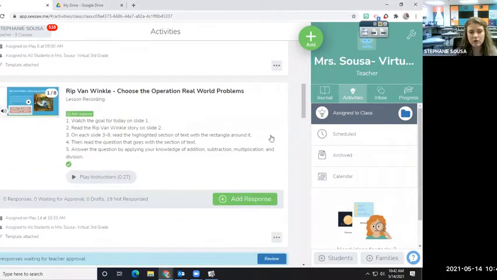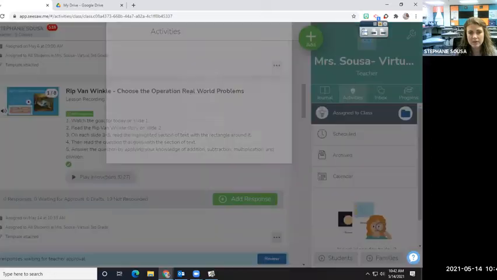Rip Van Winkle, choose the operation real world problems. Notice in the title, it says choose the operation. That means some of these are addition, some are subtraction, some are multiplication, some are division, okay? You are choosing which operation makes sense. Click on that add response. Yes, Tim.